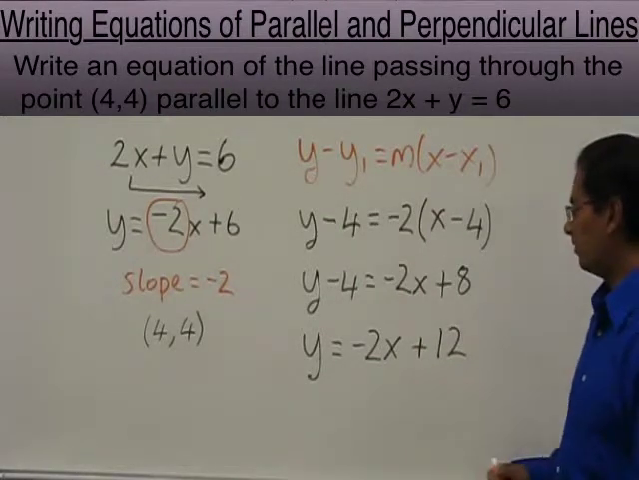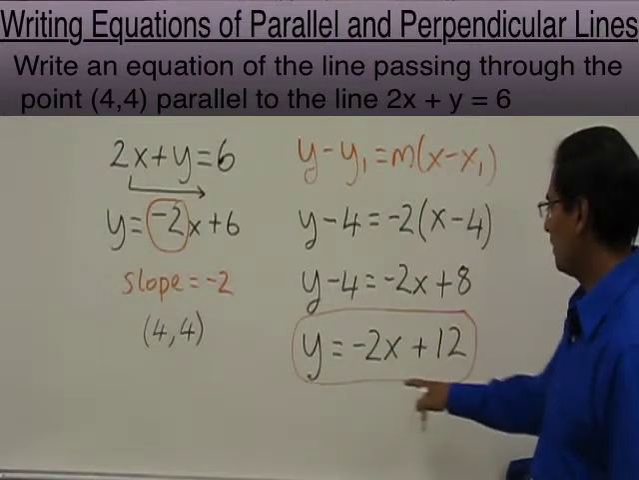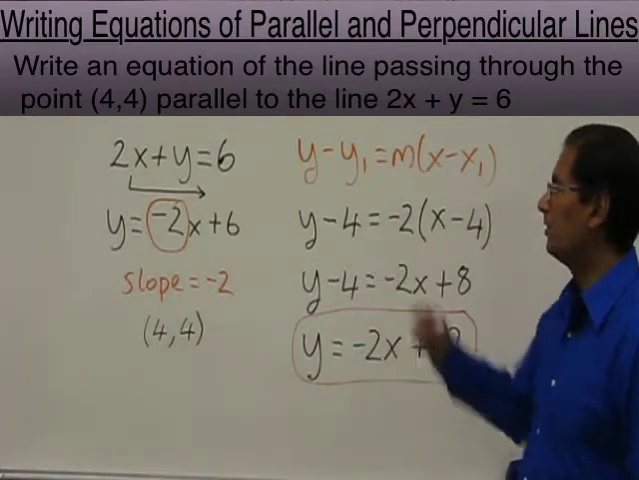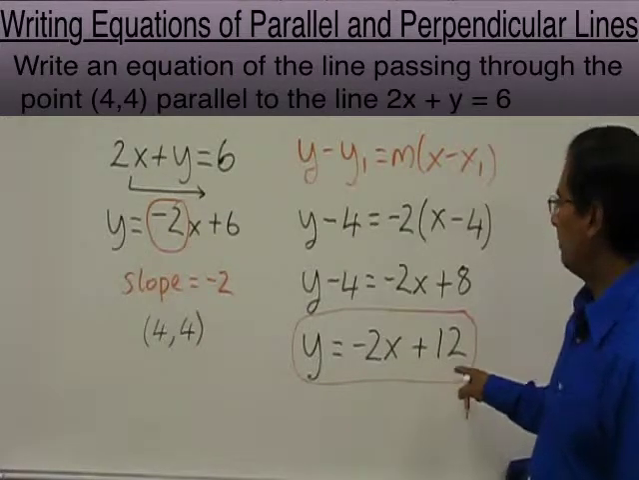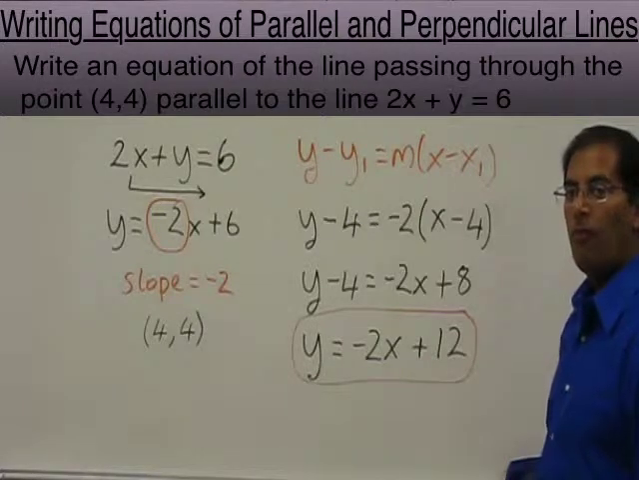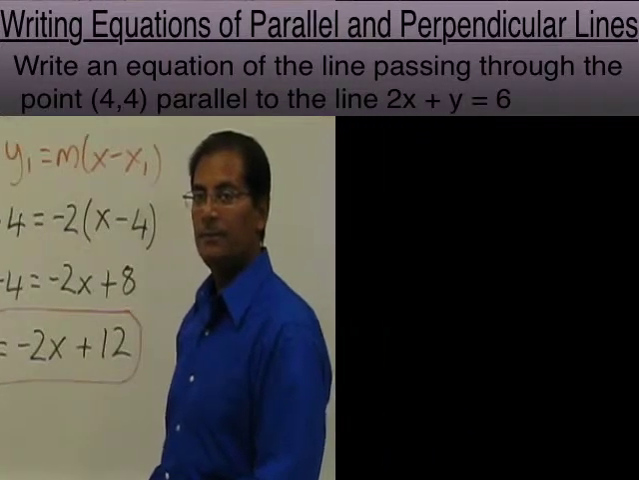So this is the equation of the line that has a slope of negative 2. So it's parallel to the other line we had, 2x + y = 6. And it passes through the point (4, 4). Let's take an example of a perpendicular line now.